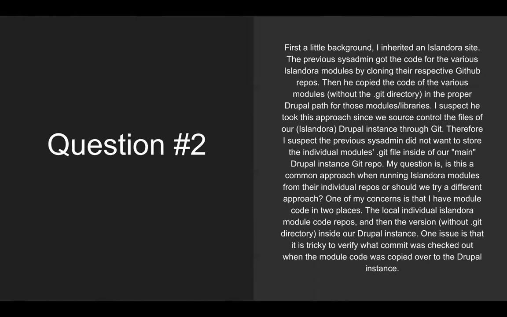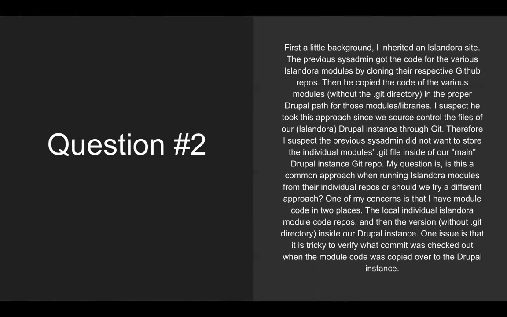My question is, is this a common approach when running Islandora modules from their individual repos, or should we try a different approach? One of my concerns is that I have module code in 2 places: the local individual Islandora module code repos, and then the version without Git directory inside our Drupal instance. One issue is that it is tricky to verify what commit was checked out when the module code was copied over to the Drupal instance.